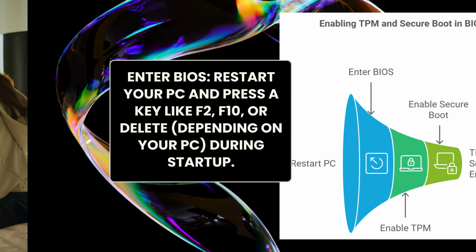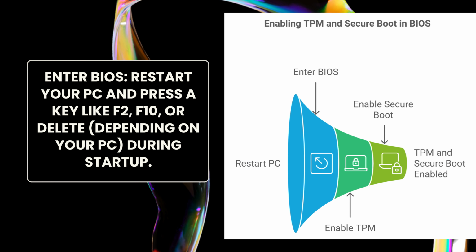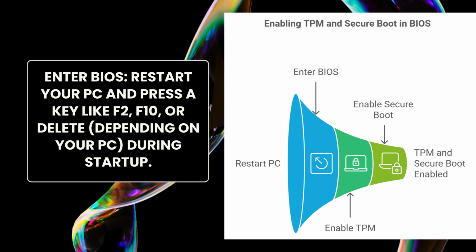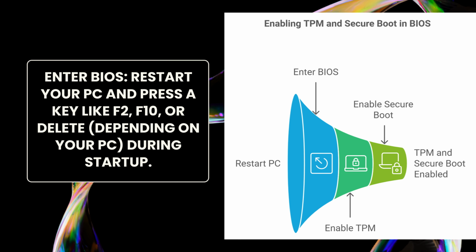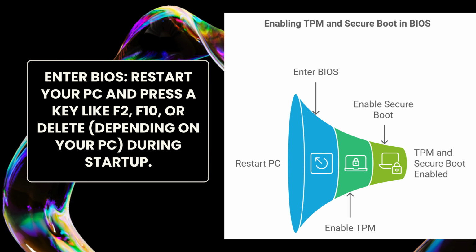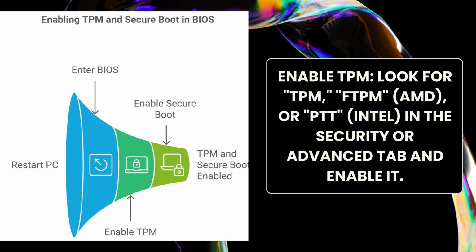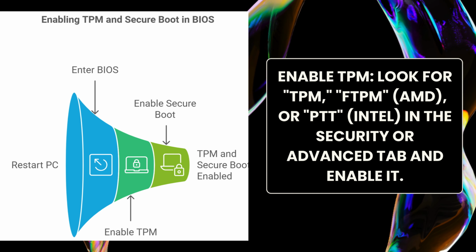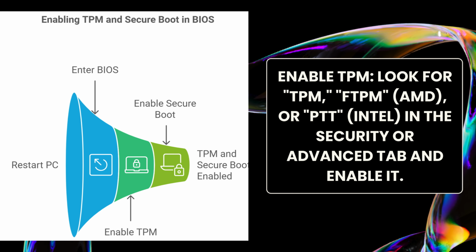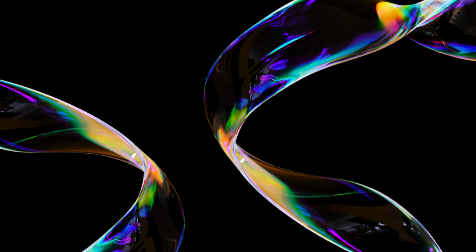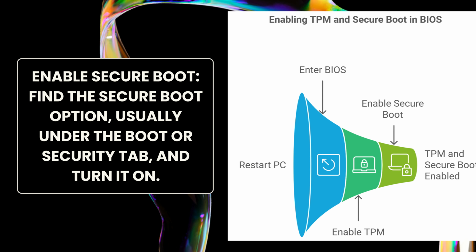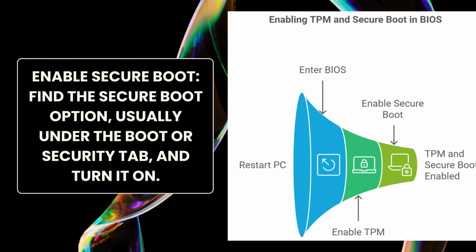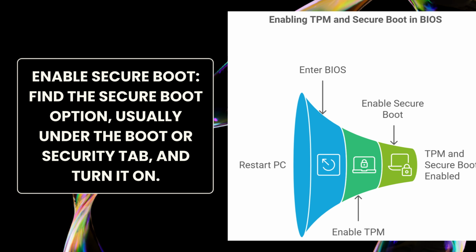Here's how. Enter BIOS: restart your PC and press a key like F2, F10, or Delete, depending on your PC, during startup. Enable TPM: look for TPM, fTPM if you use an AMD computer, or PTT if you use an Intel computer, in the Security or Advanced tab and enable it. Enable Secure Boot: find the Secure Boot option, usually under the Boot or Security tab, and turn it on.